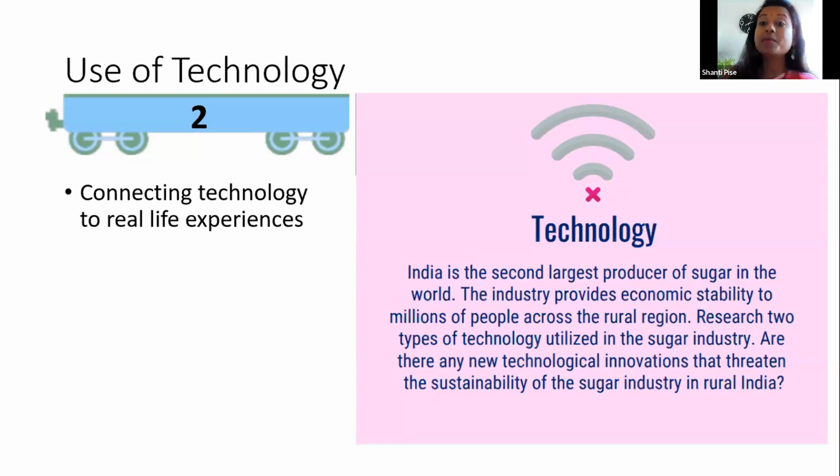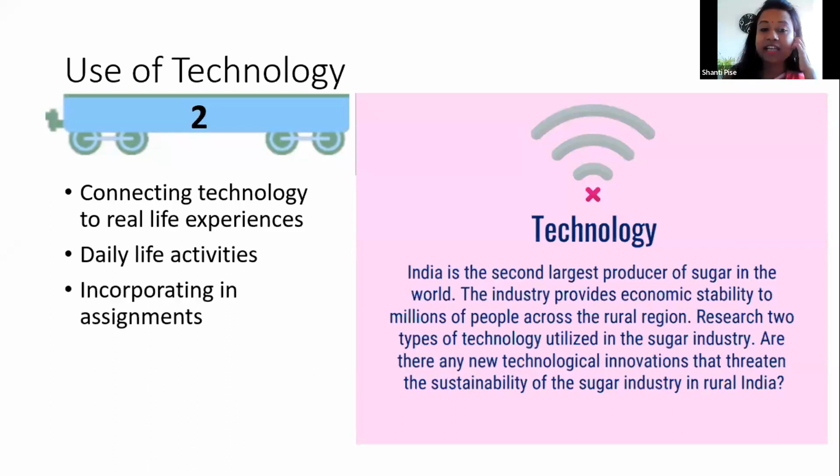So can you take up some other examples in which technology has played a very important role, and it has made our life much easier? I know you will talk about the mobile phone, but other than mobile phone, anything else? So we can discuss that. You can discuss this in your classroom. Next is daily life activities and use of technology, real life experiences along with daily life activities, and incorporating it in assignments.